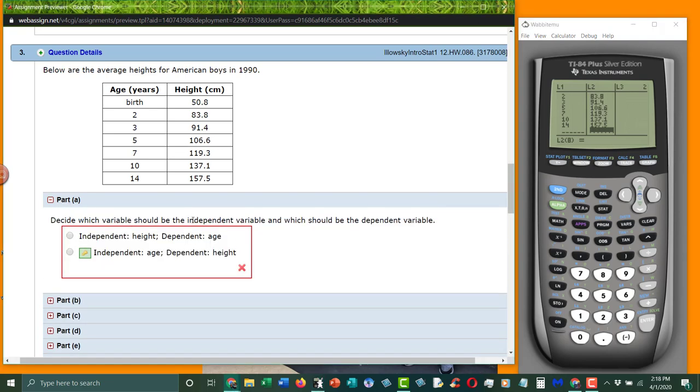They want to know which one should be independent, so which of these makes sense to estimate on the other one? Obviously, as you get older, you should get taller, so age is the independent variable, and then height is dependent upon that.